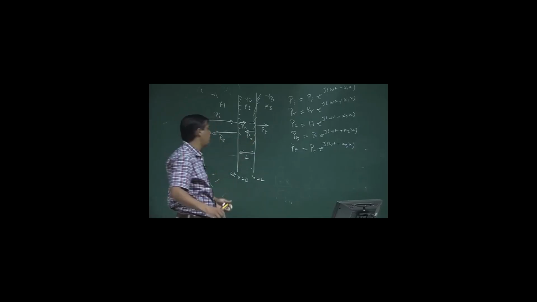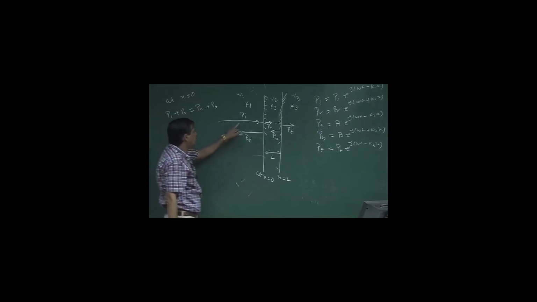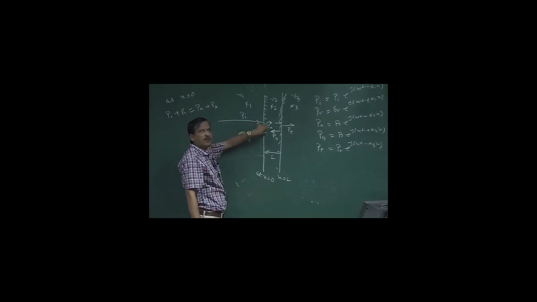Now put the boundary conditions. What are the boundary conditions? There are 2 boundary conditions. At x equal to 0, the pressure on this side, which is Pi plus Pr, is equal to the pressure on that side, which is Pa plus Pb. At x equal to 0, pressure on this side is equal to pressure on that side, and the normal component of the particle velocity, ui plus ur, is equal to ua plus ub.